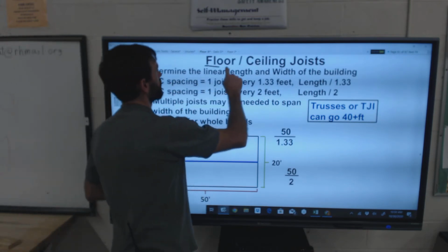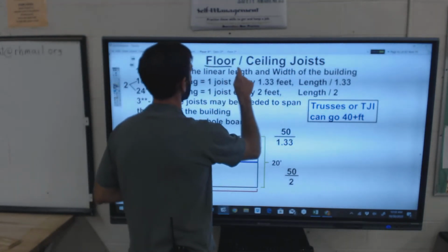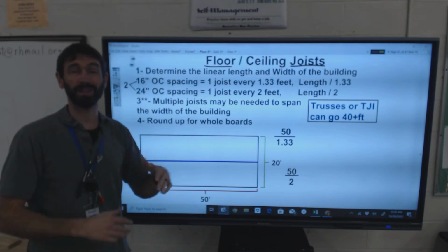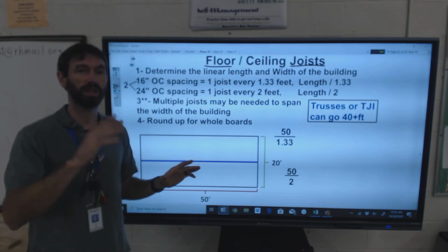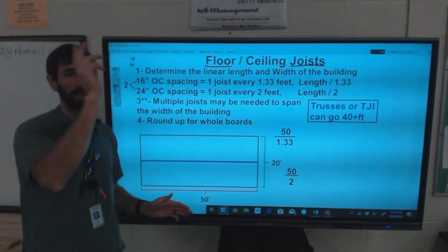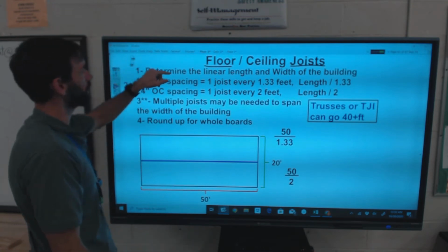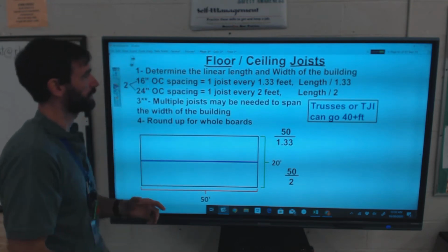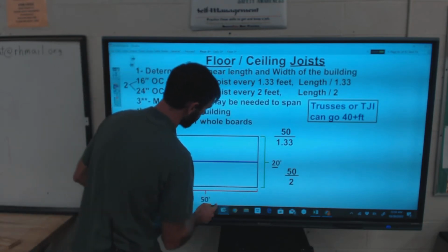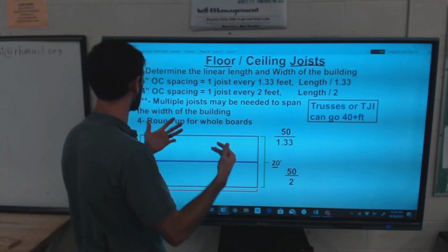Floor and ceiling joists. Now, when I say floor and ceiling joists, what we're focusing on is floor joists, but this is the exact same process if you're doing ceiling joists. So figure out how many pieces you need for the floors. It's the same thing for the ceiling. So, step number 1, determine the linear length and width of the building. No adding, no subtracting, just find out what they are. Okay, 20 feet and 50 feet, because those are going to be important at later steps. Just know what they are.